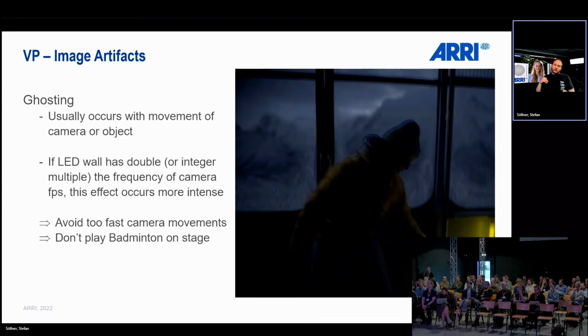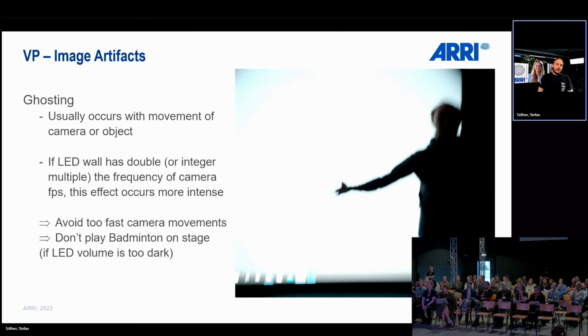And it occurs more if your LED wall doesn't have the same frequency as the camera. For example, there might be reasons to have the LED wall on 50 Hertz and your camera at 25 frames per second. That's very possible, but don't move too fast in front of that because you will have a double exposure. And this also occurs when it's too dark.